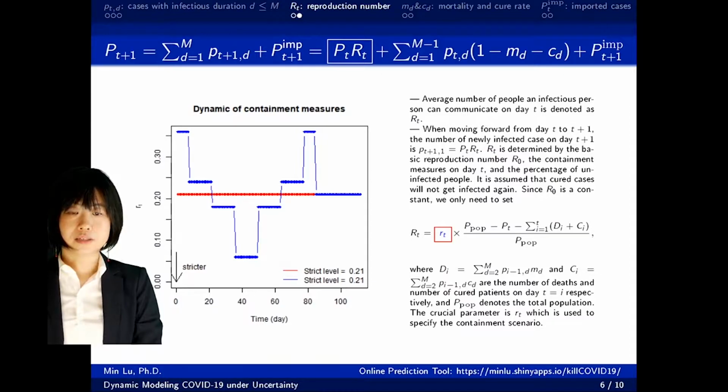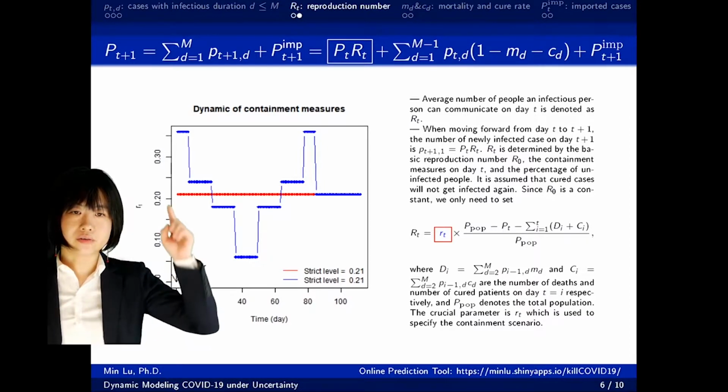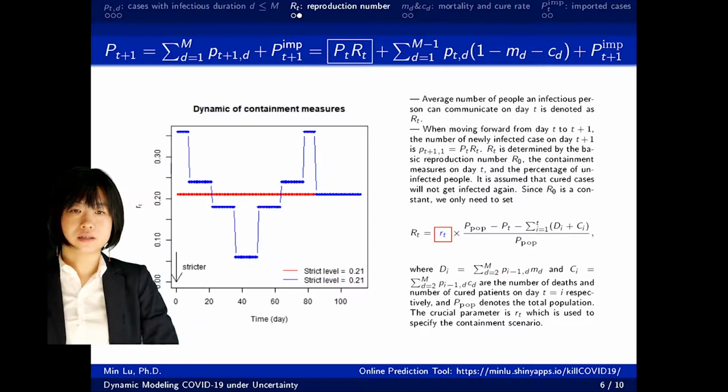The reproduction number is determined by the value of RT, which represents the strict level of containment measures. In this plot, the red color shows a containment strategy of a constant strict level, whereas the blue color shows a containment strategy of adaptive strict level. Even they have the same overall strict level, these two strategies could make a difference on the dynamic of infectious cases.